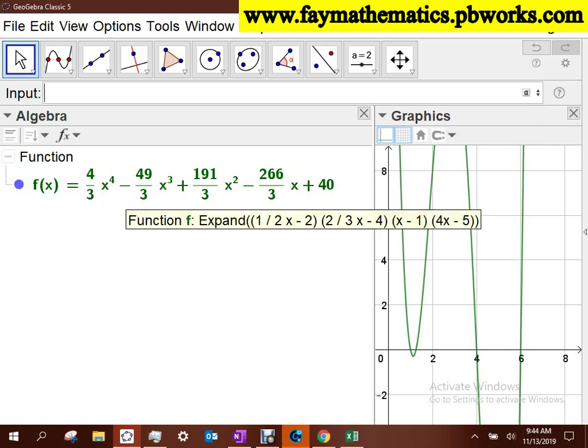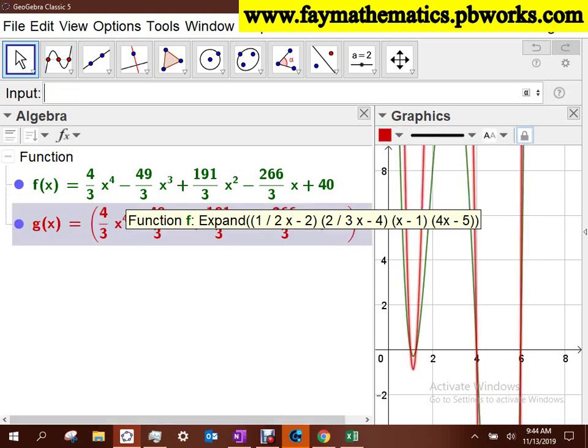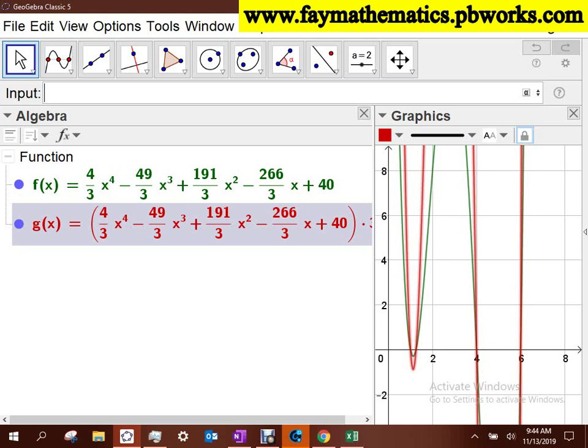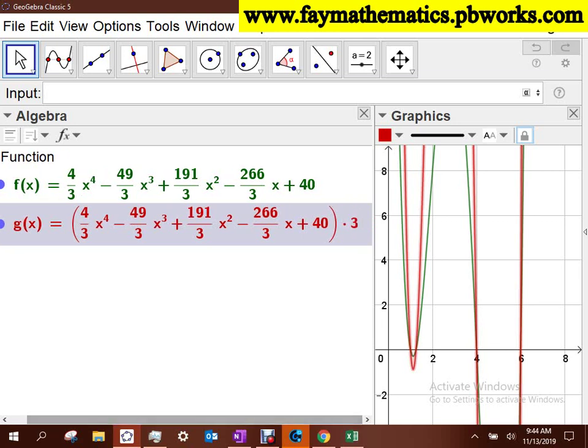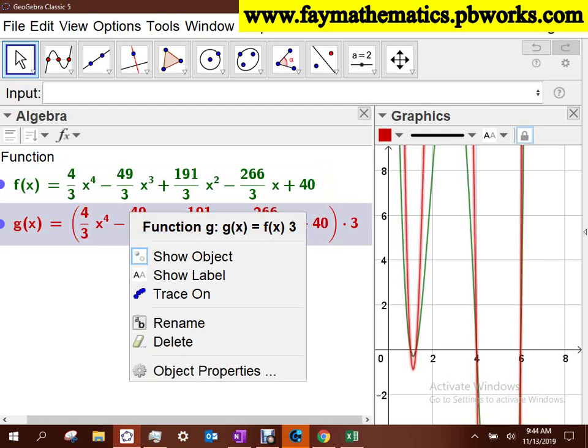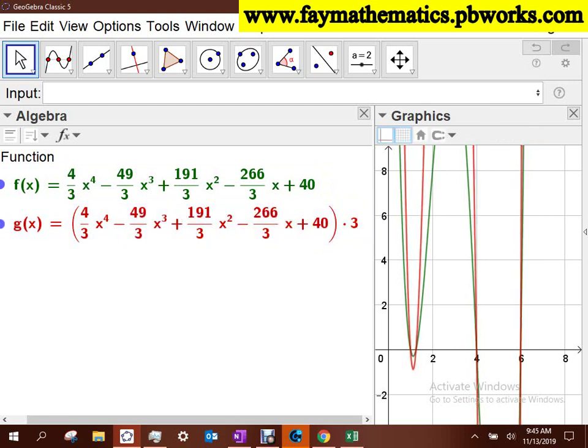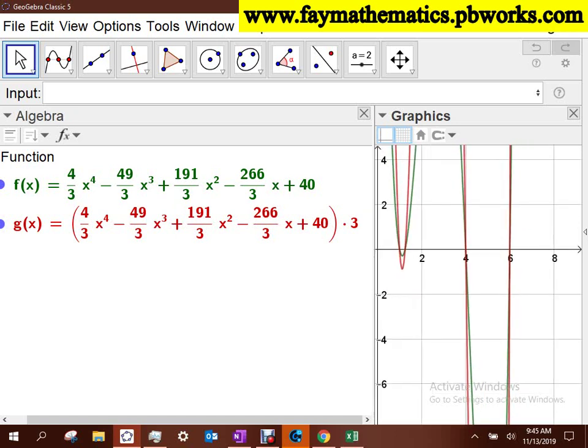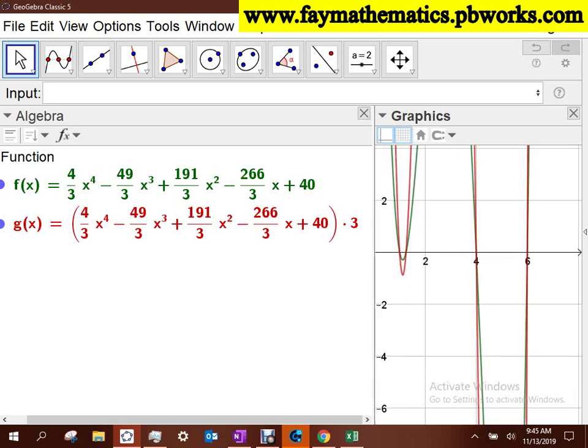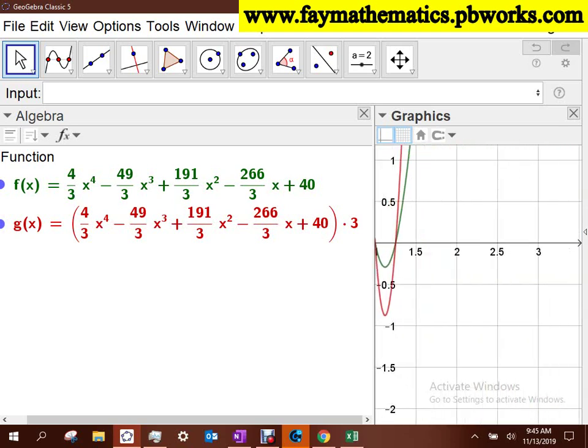But let's do this. Let's take f of x. What can I multiply f of x by to get rid of all those denominators of 3? Can I multiply the whole thing by 3? And it gives me that. Does that make sense? If I multiply the whole thing by 3, that is just going to give me 4x to the 4th minus 49x to the 3rd plus 191x squared minus 266x plus 40, right? That's what that red one is. Does that red one have the same exact zeros that the green one had? They cross the same spots, right?